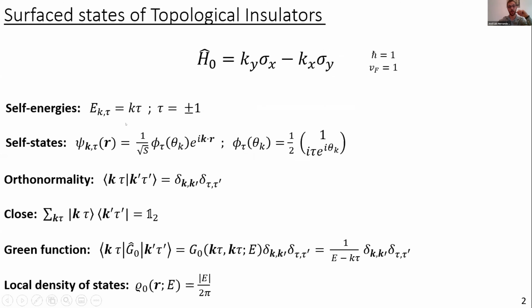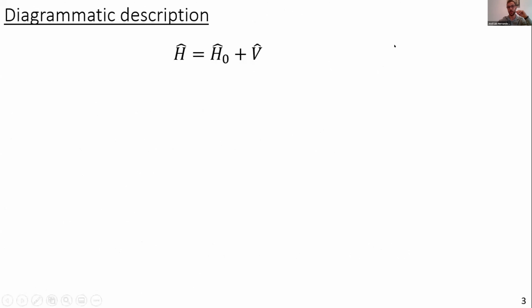So as I said before, they have ultrarelativistic band dispersion. Its eigenstate has a momentum-spin connection, which is also a typical property of topological insulators. And also I would like to remark that the local density of states depends on the energy by an absolute value. Well, so now let's make a diagrammatic description of our problem.